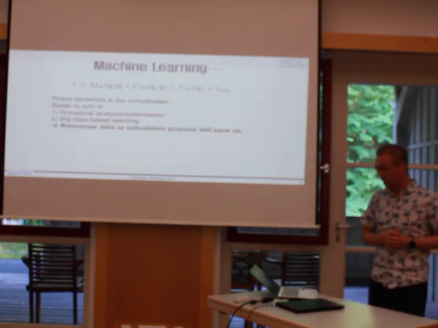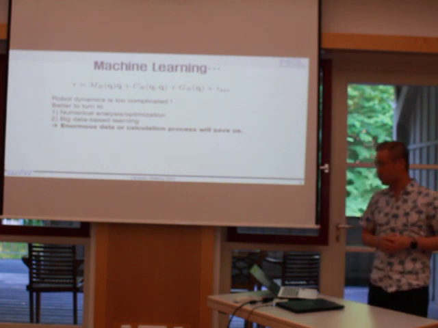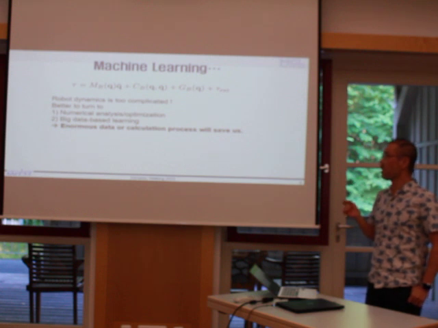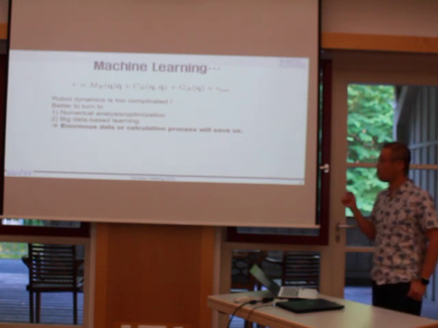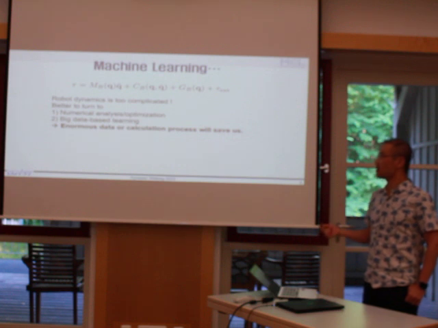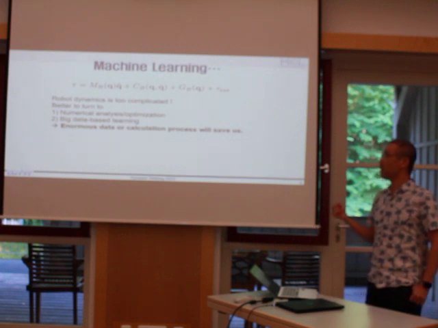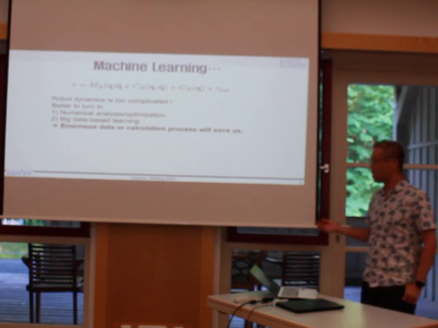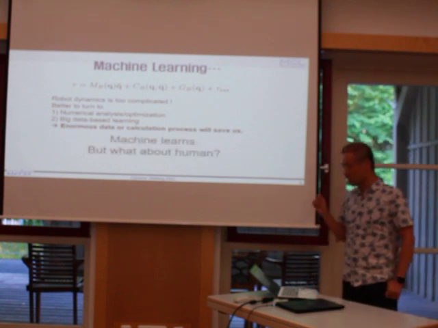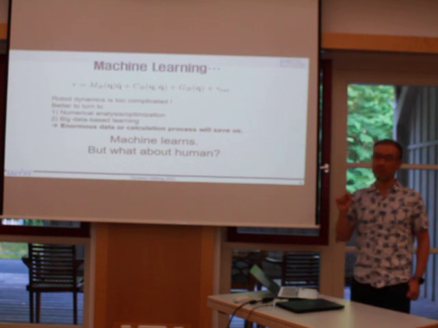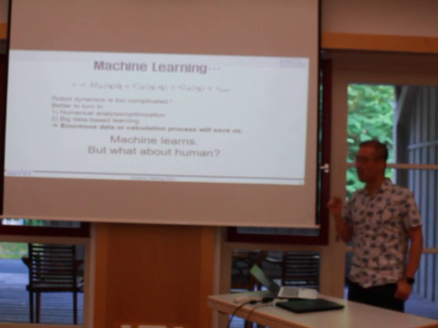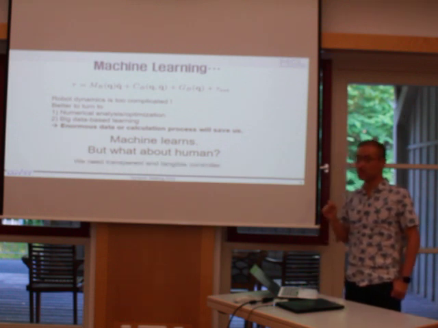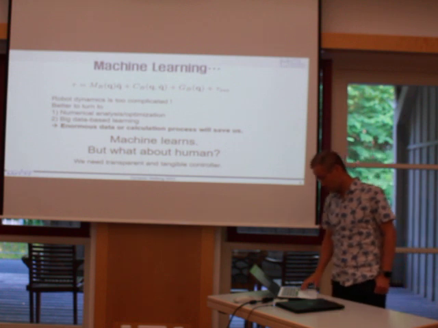Okay, so I have a lot of things to say about machine learning. People think robot dynamics is too complicated, and then they turn to numerical analysis, optimization, or big data-based learning. And they believe enormous data or calculation will save us. But yeah, machine learns. But what about humans? That's my point. We cannot learn anything from machine learning. So I prefer to develop more transparent and tangible control.